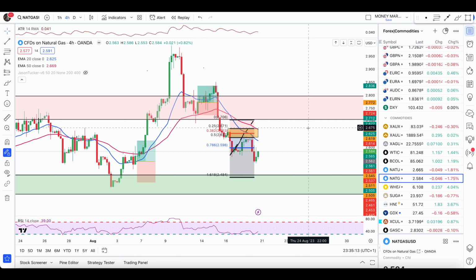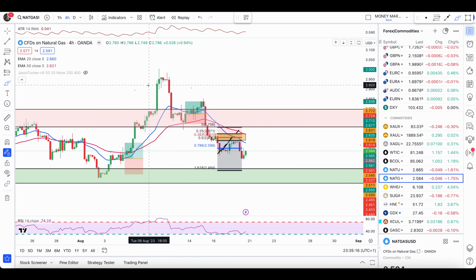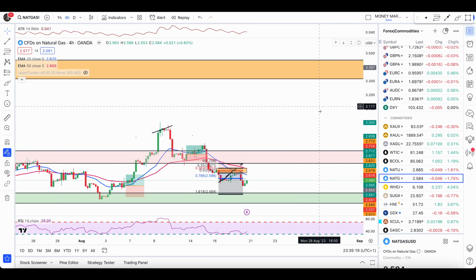Now, I get this question asked a lot, that in a video a couple of weeks ago you said price is now pushing up, it's now likely heading towards the next level of resistance.